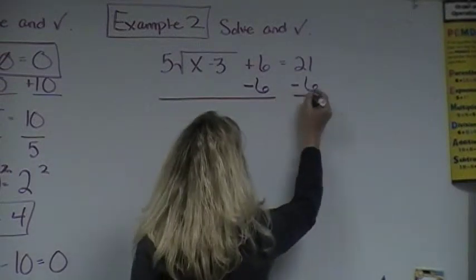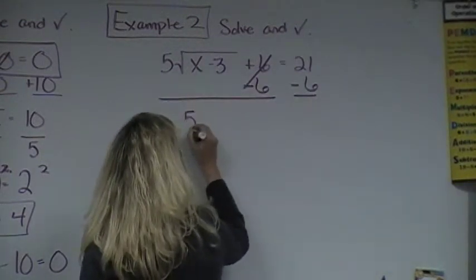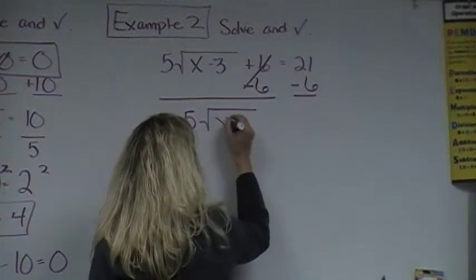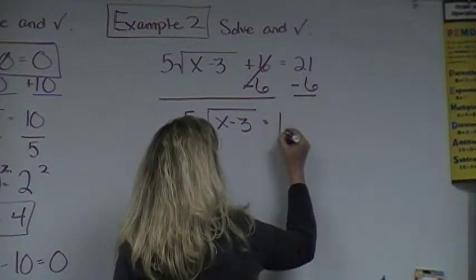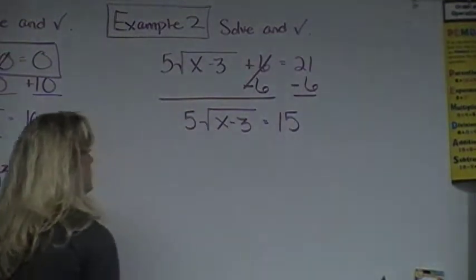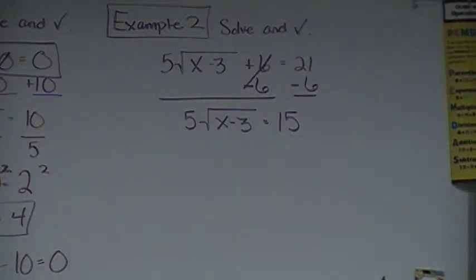By doing that, those cancel and we're left with 5 times the square root of x minus 3 equals, what's 21 minus 6? 15. Okay? 21 minus 6 is 15. Now, by subtracting 6, we've got one step closer to isolating the radical. What do we still need to do to both sides to isolate the radical now? Divide by 5. Correct.